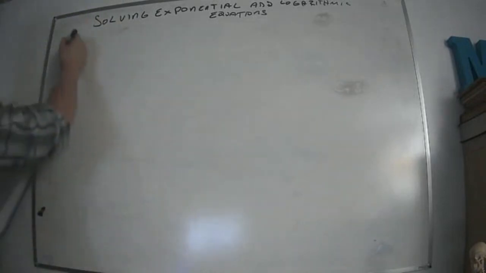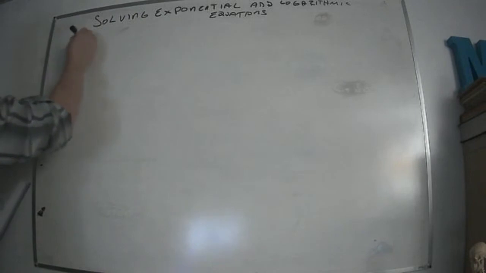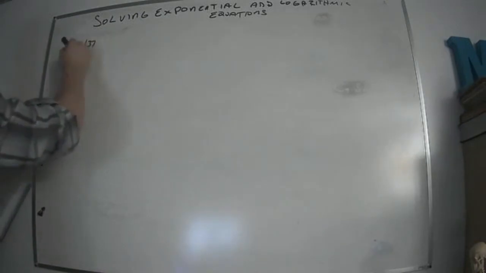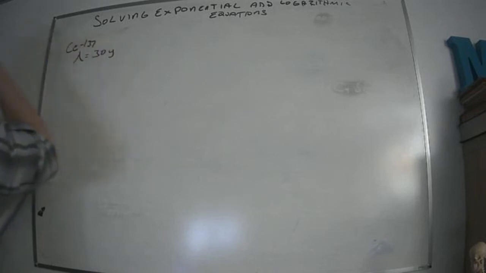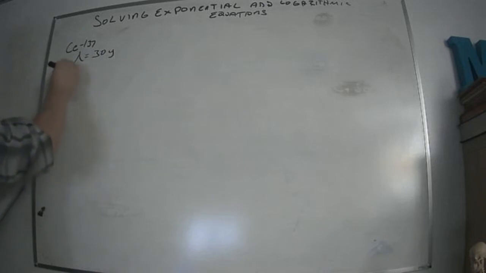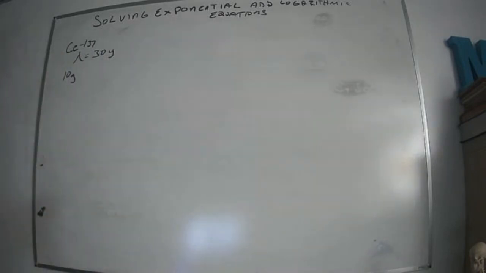So we learned that cesium-137 has a half-life, which is given the Greek letter lambda, equal to 30 years, I believe. 30 years. And we say we have a 10-gram sample of this. And we're asked 4 different things here. We want to find a function, m of t.